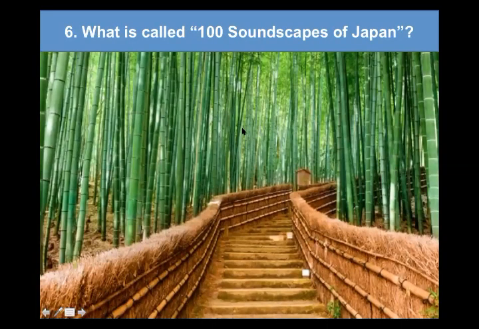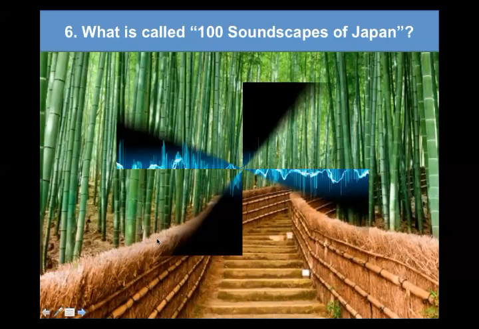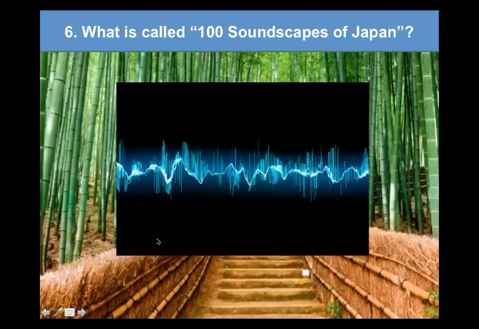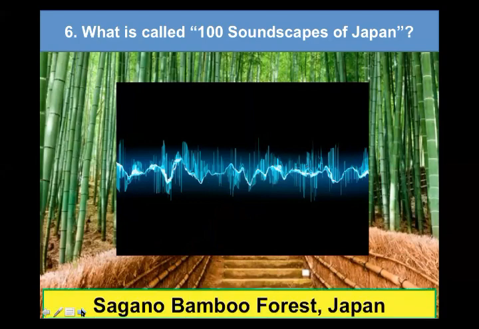What is called the 100 soundscapes of Japan? Why is it called soundscapes? Because it provides different sounds, a kind of musical sound. The flute is made up of a bamboo stick. There are several musical instruments made up of bamboo. So the naturally occurring bamboo culms, when the wind goes through this forest region, make different sounds. That's why this particular region is called the 100 soundscapes of Japan.